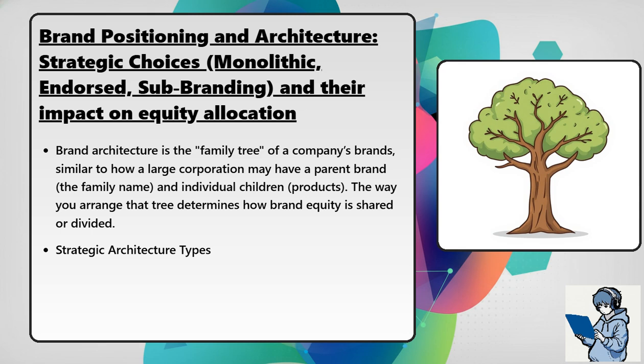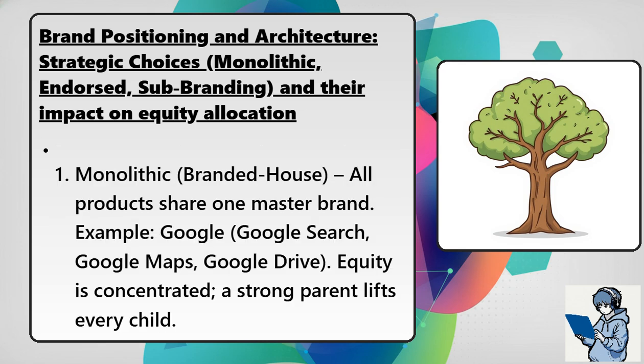Strategic architecture types. 1. Monolithic, the branded house. All products share one master brand. Example: Google, Google Search, Google Maps, Google Drive. Equity is concentrated. A strong parent lifts every child.